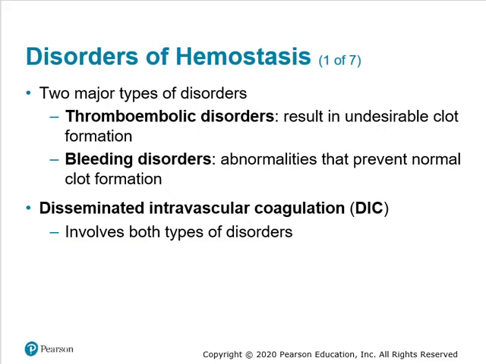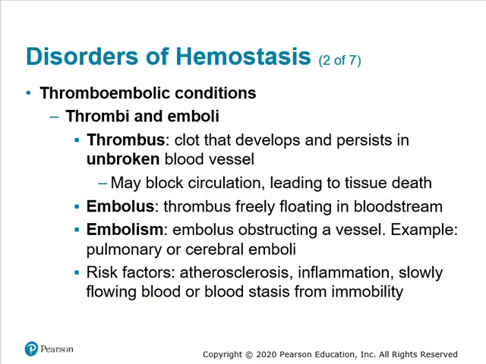Now, of course, there can be some disorders of hemostasis, like thromboembolic disorders, which result in undesirable clot formation, and bleeding disorders or abnormalities to prevent normal clot formation. There's even DIC, or disseminated intravascular coagulation, which involves both types of disorders. So let's first look at the thromboembolic conditions. So we're going to look at thrombi and emboli.